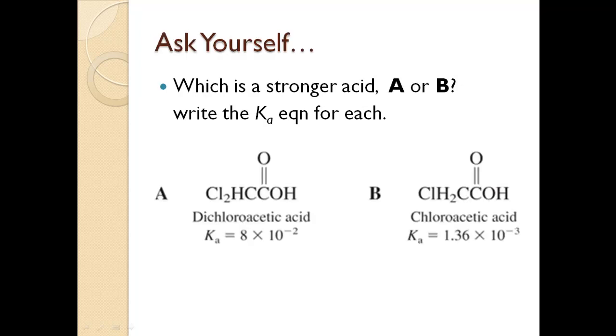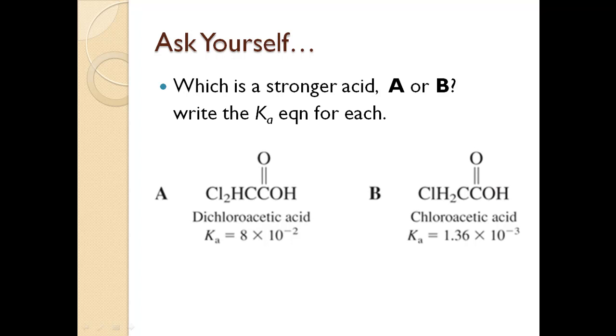Very simple. Another quick question: which is a stronger acid, A or B? I'm giving you dichloroacetic acid with its Ka and chloroacetic acid with its Ka. Remember what I said at the beginning of the video. Strong acids have very large Kas, so the larger the Ka value, the stronger the acid is. Comparing these two, obviously it's going to be dichloroacetic acid that's stronger, because it has a higher Ka.